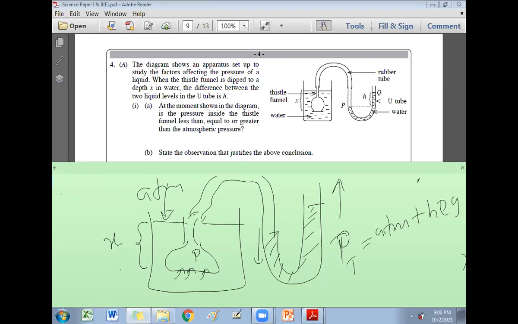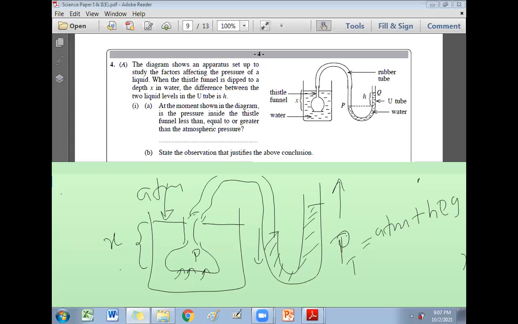So, part 1A, the pressure inside the funnel is what? Greater than the atmospheric pressure. Part 1, the answer is greater. Please raise your hand those who have answered greater. It is greater than the atmospheric pressure. Right, very good. At least about 10-15 students are there. Okay, let's move on to the next part. Very good. Then next one, part B.